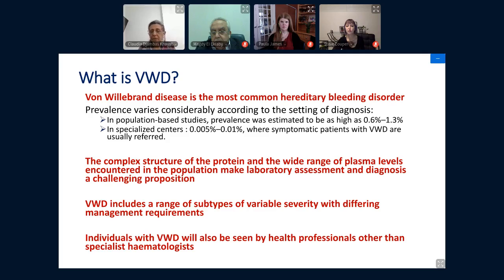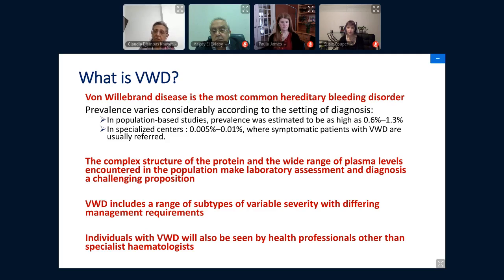Again, what could be von Willebrand? We heard a lot about von Willebrand, but I would say that von Willebrand is perhaps the most common hereditary bleeding disorder. But if we look to the prevalence in a population-based study and specialized center, there is really a huge difference. And again, the complex structure of the protein and the wide range of plasma level encountered in the population make laboratory assessment and diagnosis a challenging proposition.